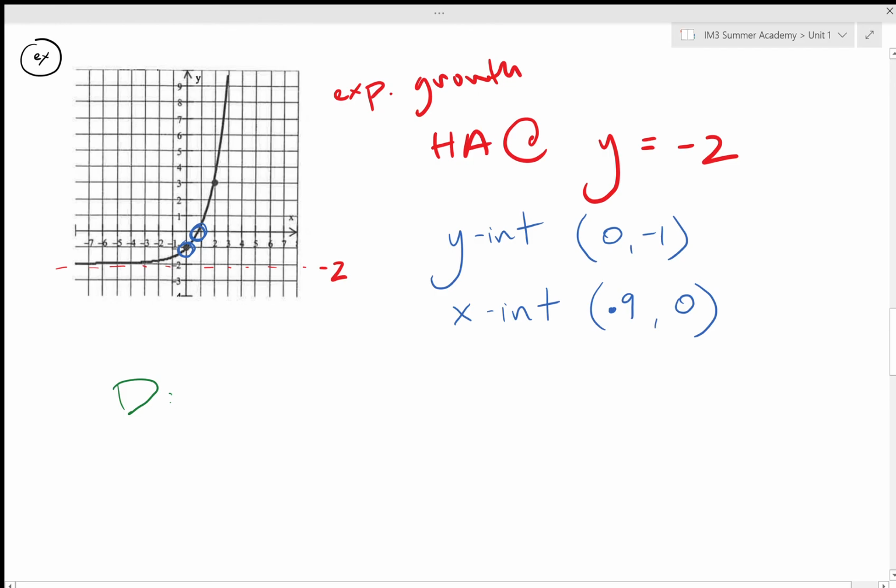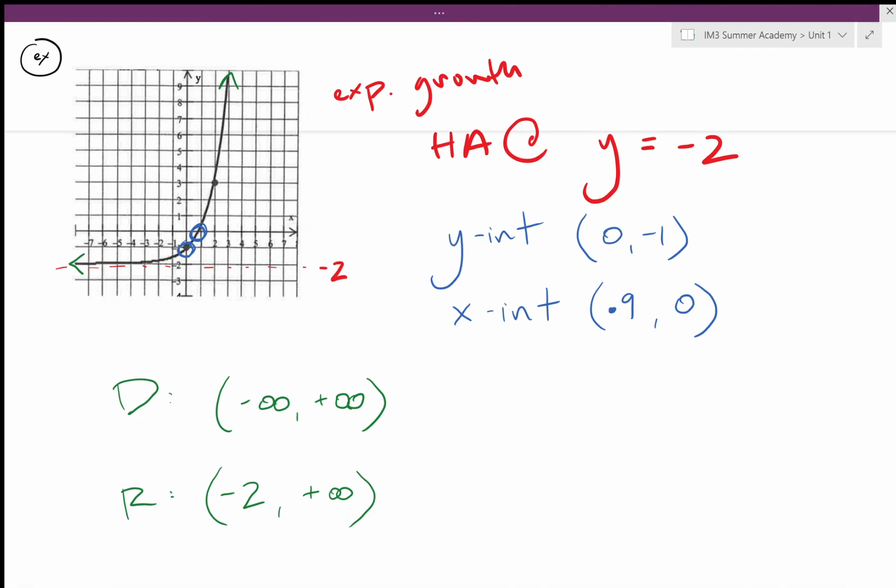Domain. Does it ever stop going left? No. Does it ever stop going right? Slowly it goes that way, but it still keeps going. So the domain, negative infinity to positive infinity, small number first, big number second. Range. What stops it from going down? It gets closer and closer to that -2, but it doesn't touch it, so we give it a parenthesis. And it never stops going up, so give that a positive infinity up there.